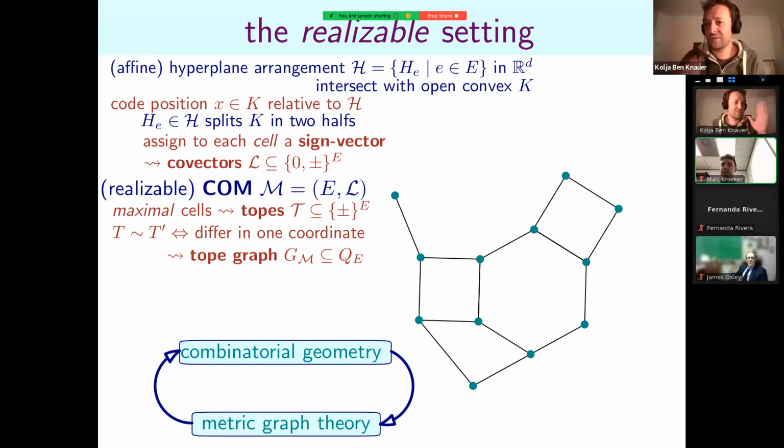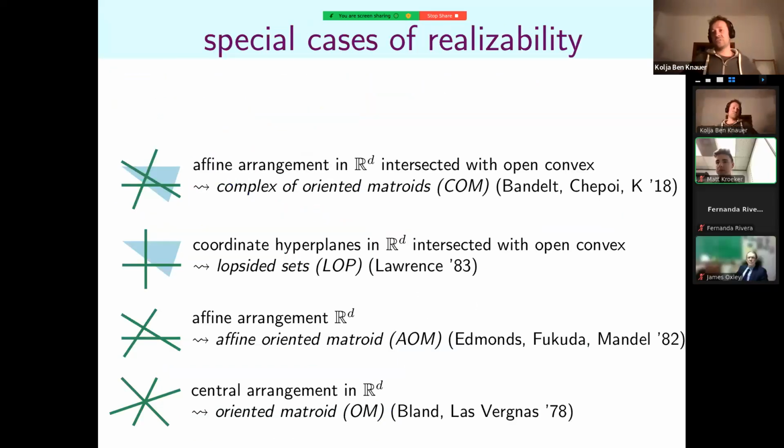Okay, so this was a first introduction, like how does this realizable setting work? I hope this was clear enough. This setting of complexes of oriented matrices is generalizing several previously studied things. And special cases of this in this realizable setting are depicted here in a schematic way. So what I just said is you take an affine arrangement and you intersect it with an open convex set, and this will give you a complex of oriented matrices.